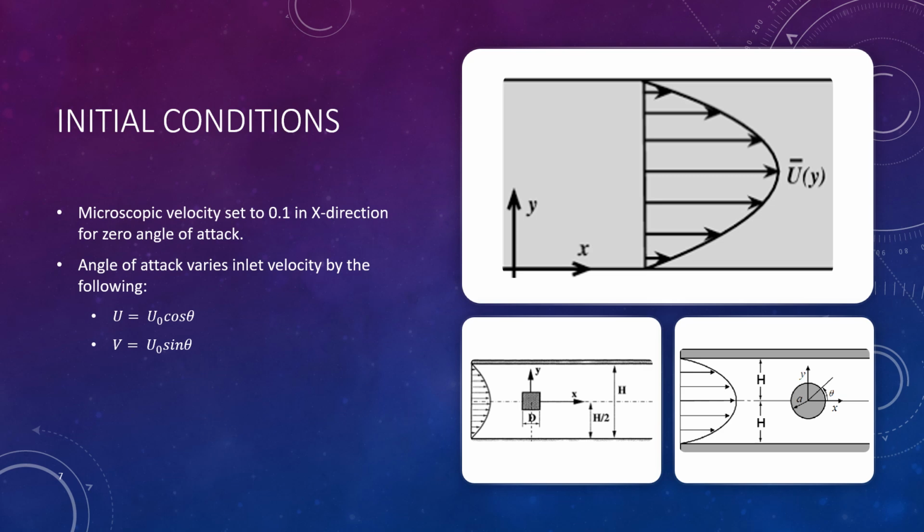For my initial conditions for the problem, the microscopic velocity was set to 0.1 in the x direction for 0 angle of attack. To adjust for the angle of attack, the inlet velocities were modified according to sine and cosine functions, maintaining the magnitude of the initial microscopic velocity. By using this method of modification for my input velocity, it allowed me to achieve a simulated angle of attack without rotating the geometries.